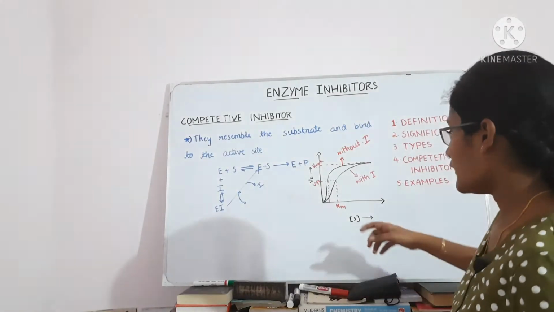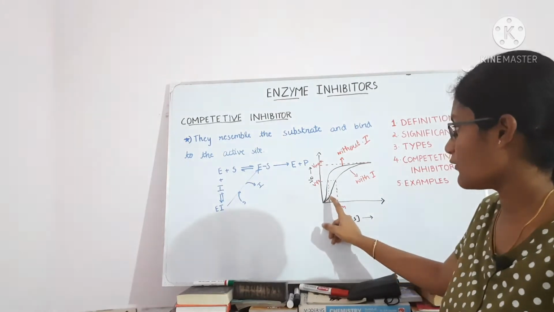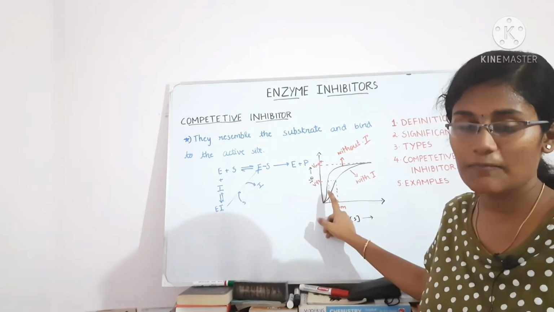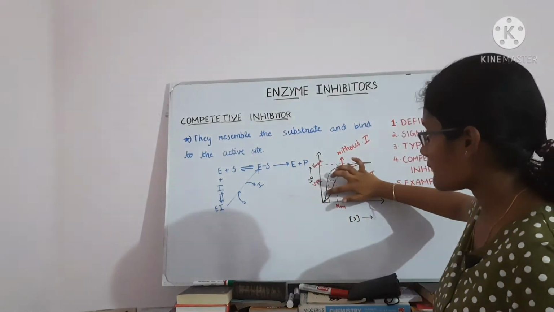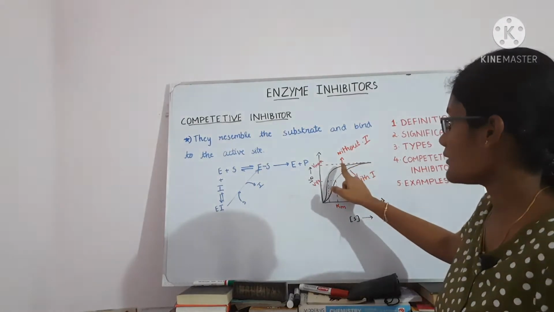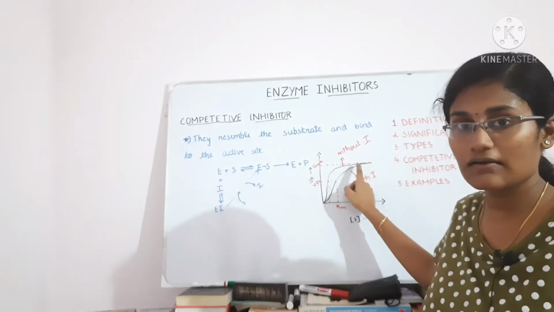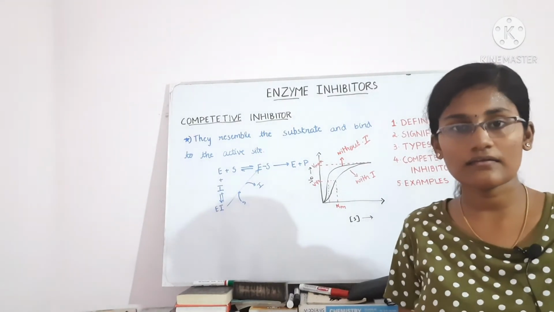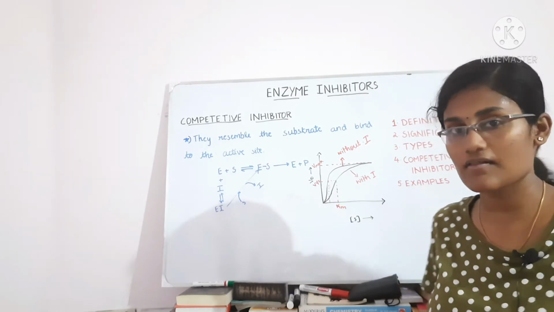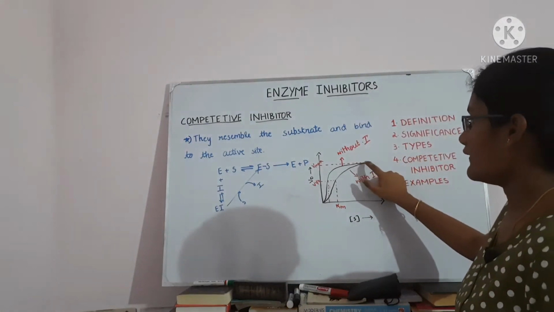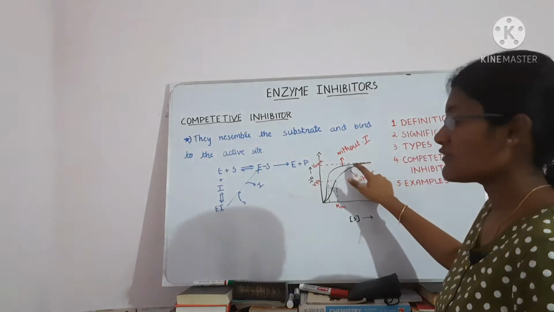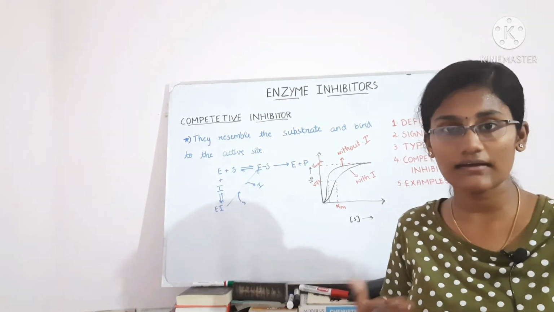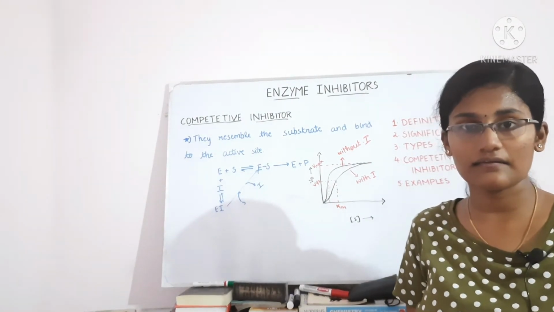So at the starting, when the substrate concentration is very low, the velocity of the enzyme activity is also very low. But as the substrate concentration increases, the enzyme velocity also increases steeply, and then at one point the synthesis of the enzyme substrate complex is equal to the degradation of the enzyme substrate complex. So that is where the curve stabilizes, and this point is called the Vmax. After this point, even if the substrate concentration is increased, there won't be any increase in the enzyme velocity.